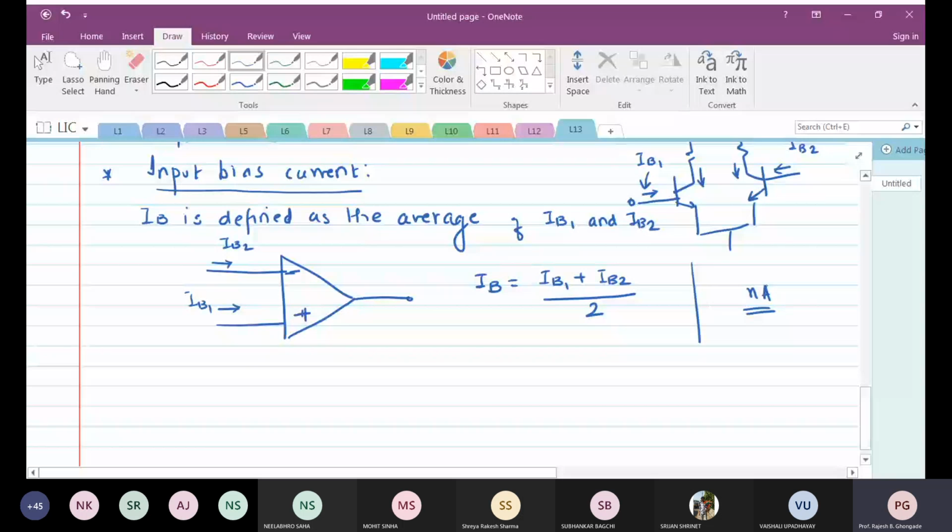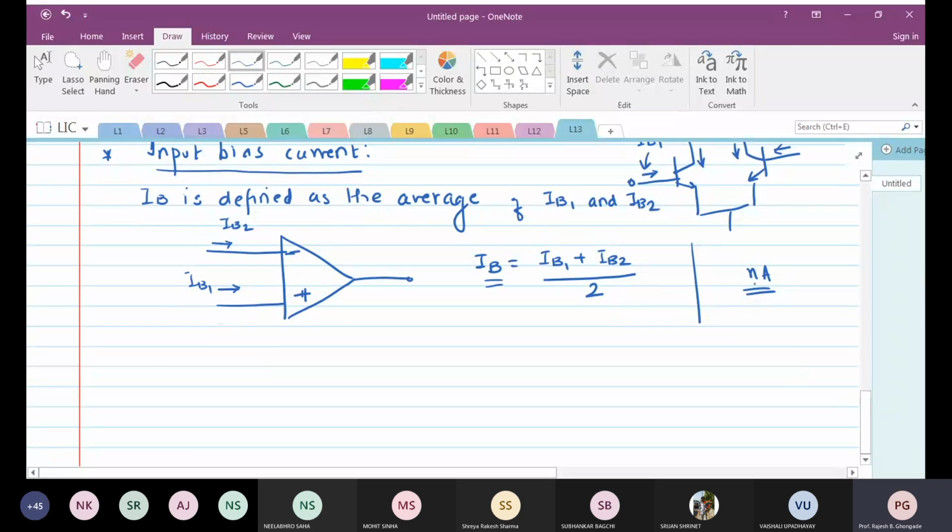Ideally we were expecting it to be 0, but now we are talking about a practical operational amplifier, and so this IB1 and IB2 being non-zero, IB also is non-zero, and so we have some very small value, but it will be in nanoamperes. Remember, these are the biasing currents. Are you able to understand this?